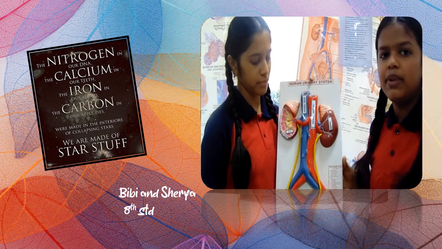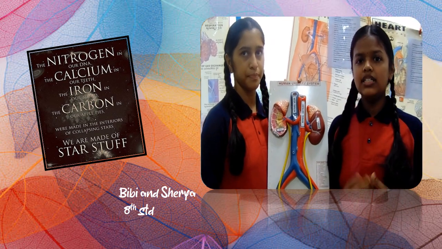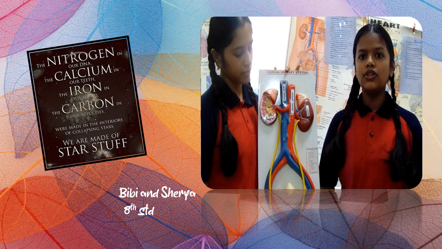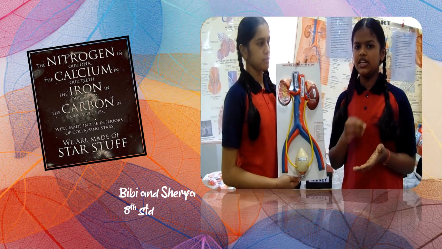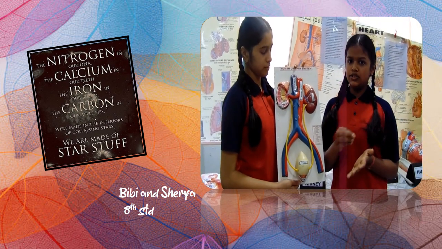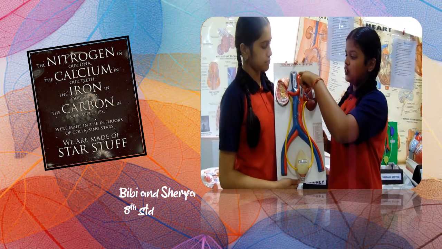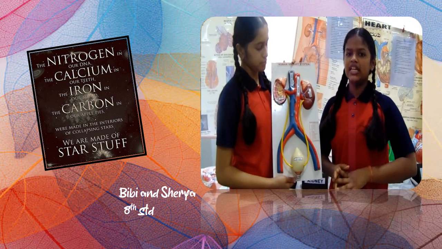Now we know that the blood is flowing throughout our body. What is its function? When blood is flowing throughout our body, it carries all the waste materials, and the waste materials get dissolved in it. And that blood reaches the renal artery, so that blood is also known as dirty blood.